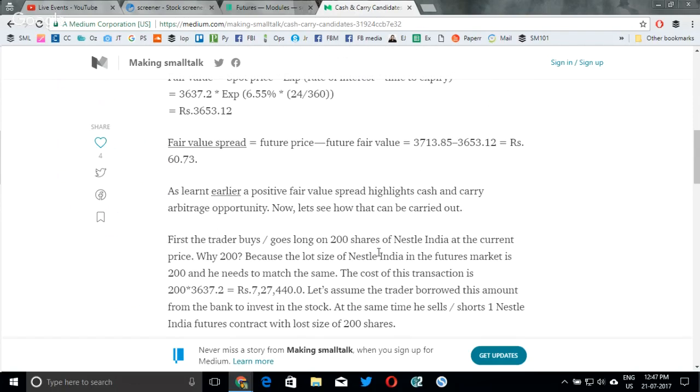So whenever the fair value spread is positive, that is, the current future price is more than the fair value of the future price, to execute a cash and carry arbitrage, you will have to open a short position in the futures contract.